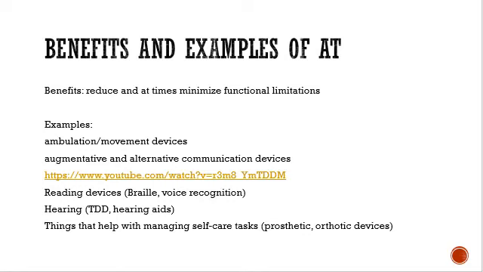Okay, now looking at some benefits and examples of assistive technology. Benefits: reduce and at times minimize functional limitations. So examples could be different types of ambulation or movement devices, augmentative and alternative communication devices, reading devices, hearing devices, and things that help with managing self-care tasks like prosthetics or orthotic devices.